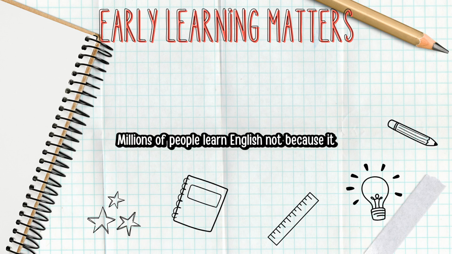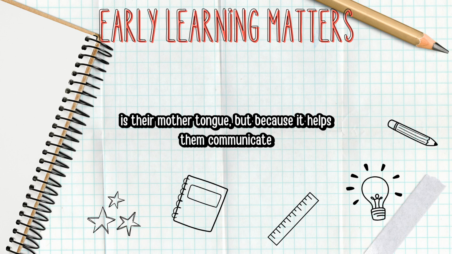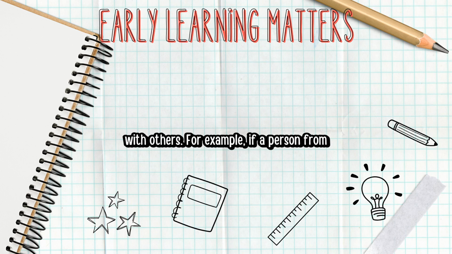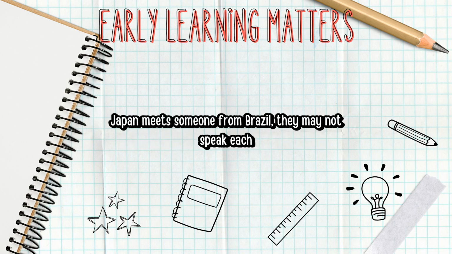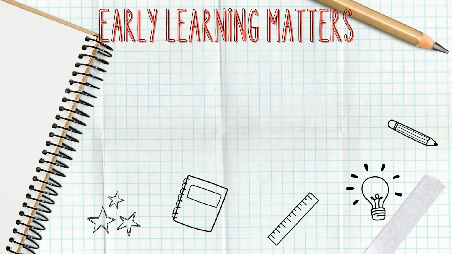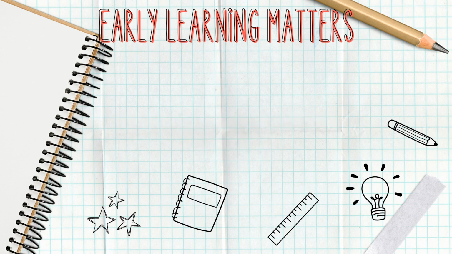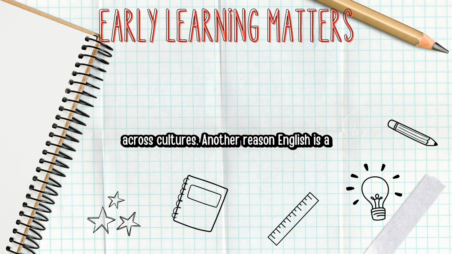Second, English is the most common second language in the world. Millions of people learn English not because it is their mother tongue, but because it helps them communicate with others. For example, if a person from Japan meets someone from Brazil, they may not speak each other's language, but they can use English to talk to each other. This makes English a link language, connecting people across cultures.